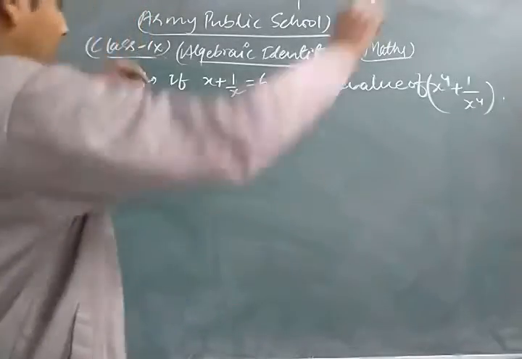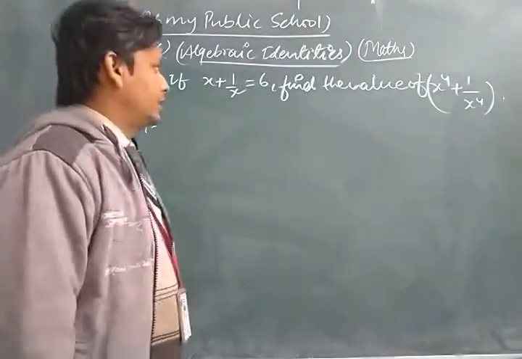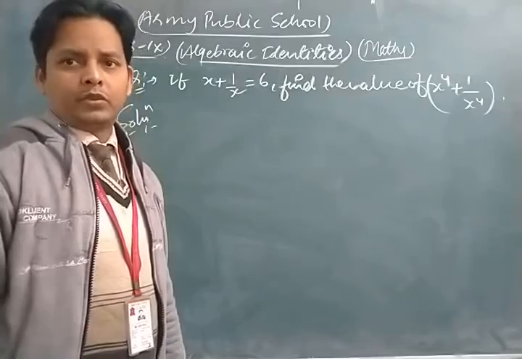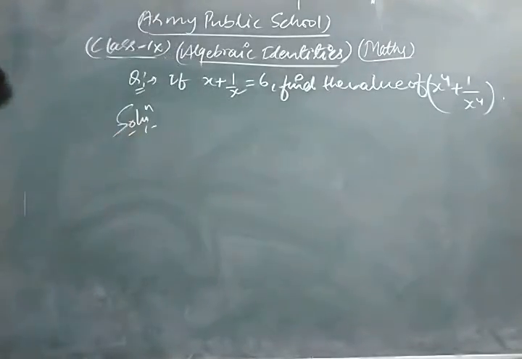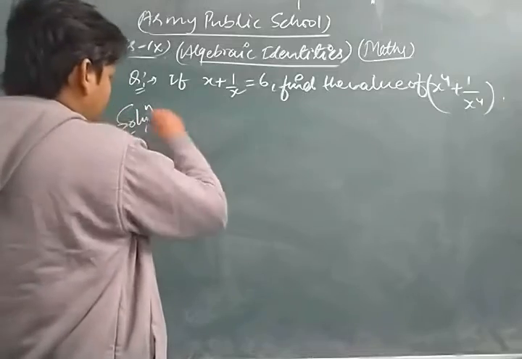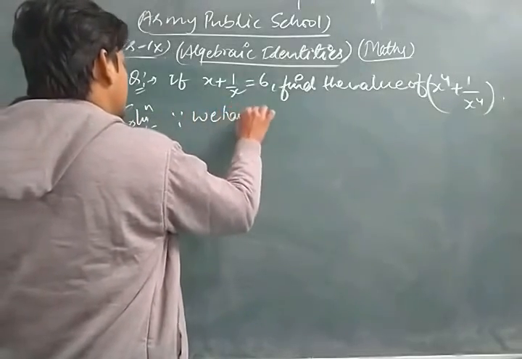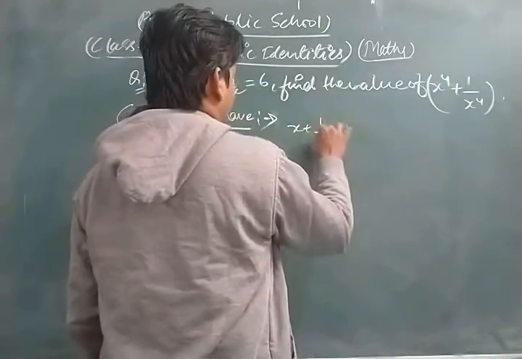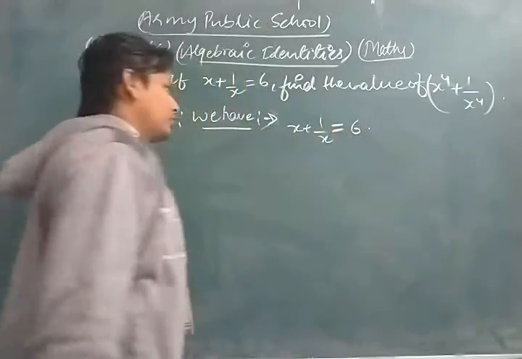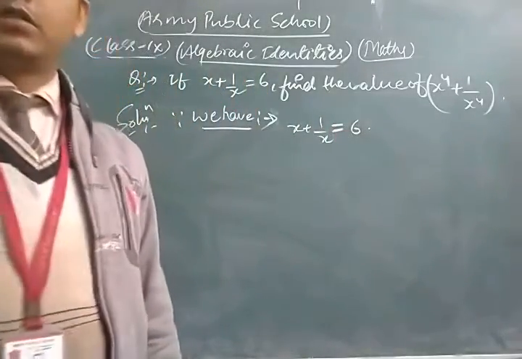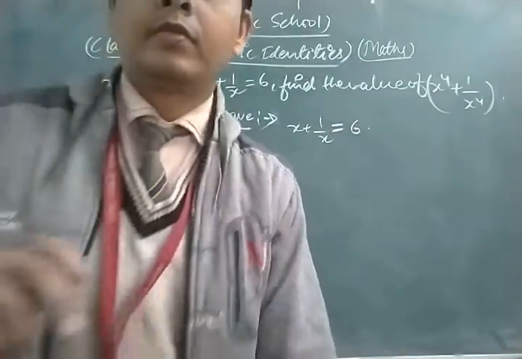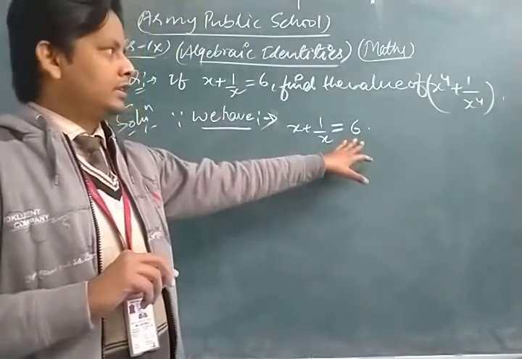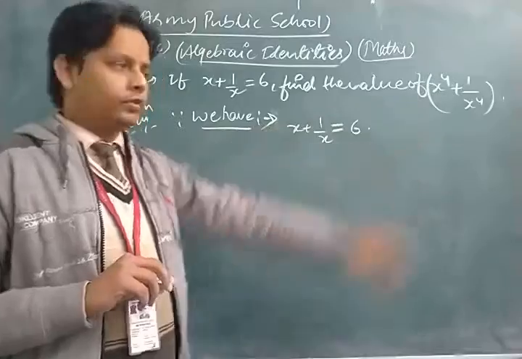Okay, now look, if x plus 1 upon x is equal to 6, find the value of x to the power 4 plus 1 upon x to the power 4. Okay, so look, since we have x plus 1 upon x is equal to 6, we find the value of x to the power 4 plus 1 upon x to the power 4.